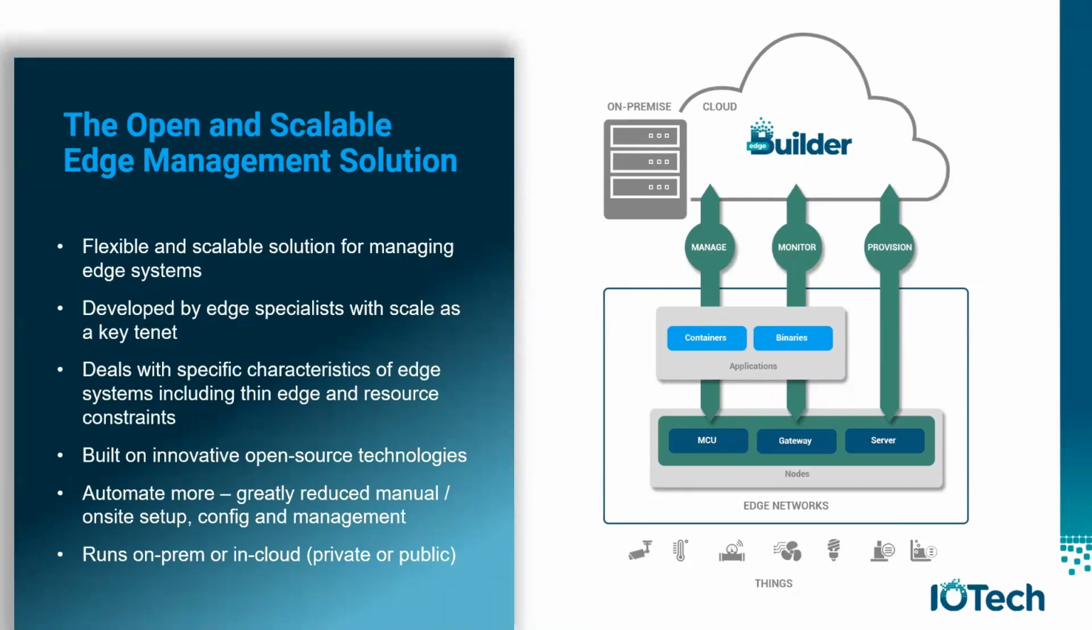So on the right-hand side, there's a little diagram. Edge Builder consists of two parts. There's a server side, which would probably run in the cloud or on-premise, and that server communicates with edge nodes, or like edge agents, if you like, that can be deployed onto each child node. And it's basically those things: managing, monitoring, provisioning. They're the three major things.